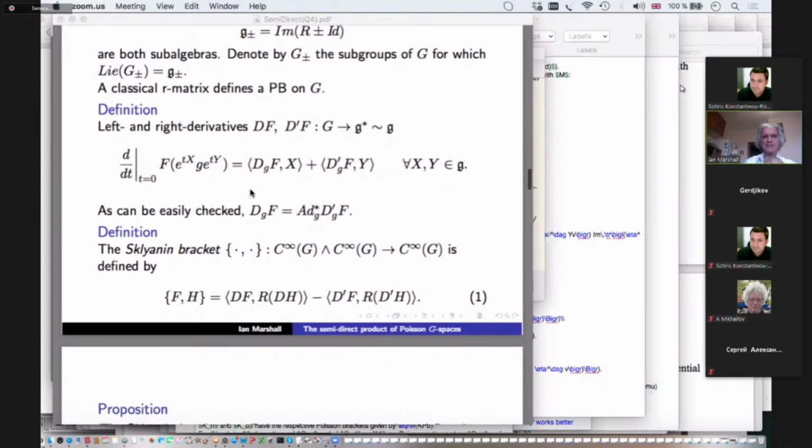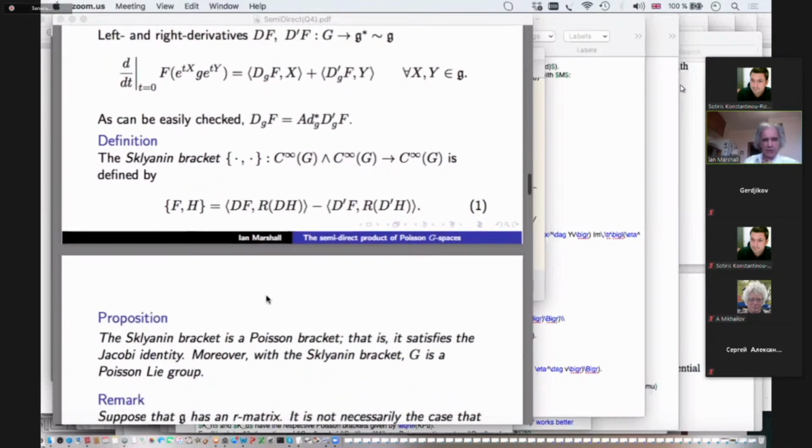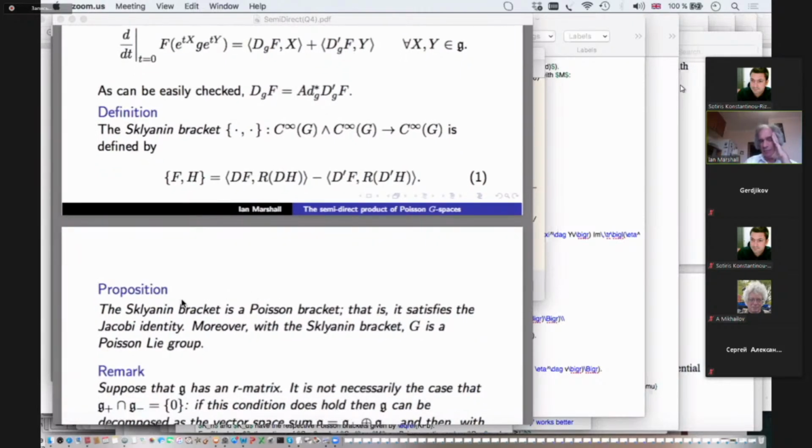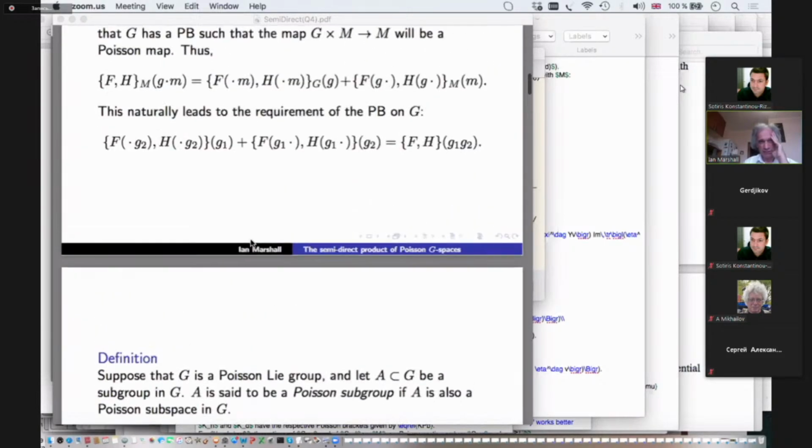And now the definition of the so-called Sklyanin bracket. This is a bracket which takes a pair of functions and gives another function. And here's the formula. It involves these left derivatives, the right derivatives, and the R-matrix, viewed here as a linear map from G to G. Now it can be checked that the Sklyanin bracket is an example of a bracket which endows G with the structure of a Poisson Lie group. So it can be proved that this is a Poisson bracket, and you can check that it has this property which we started off requiring here.